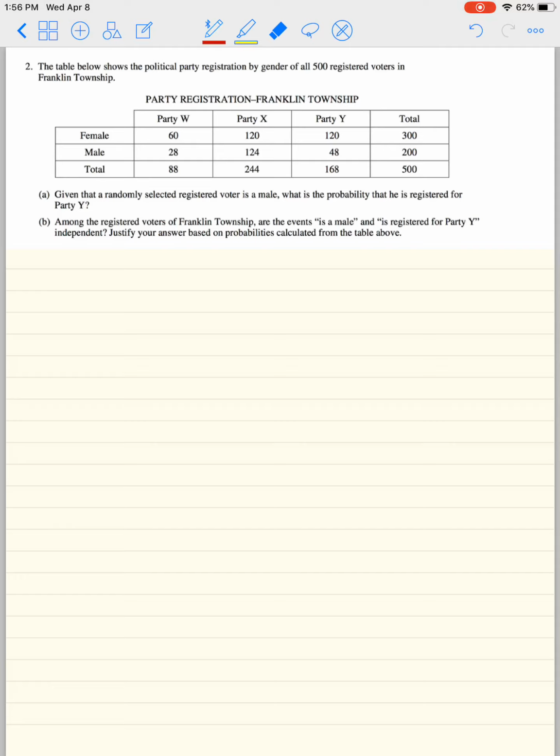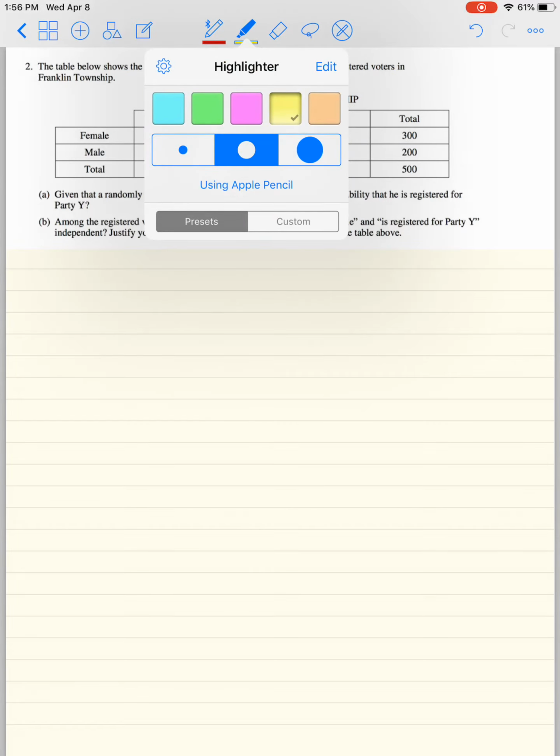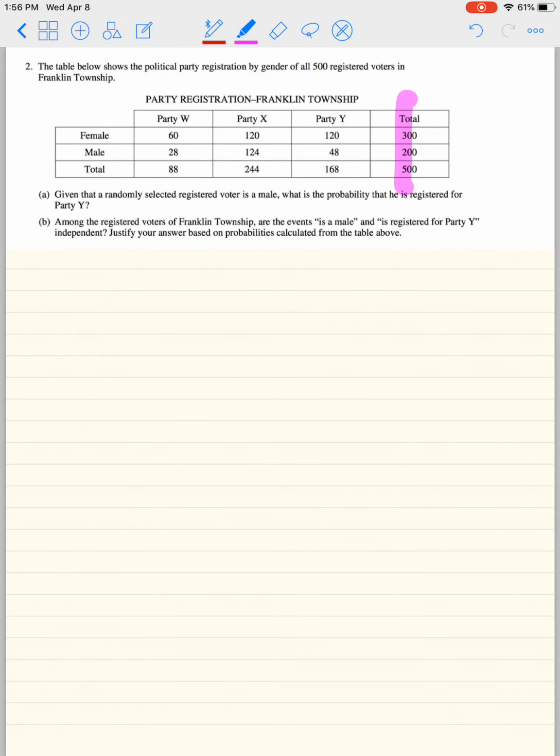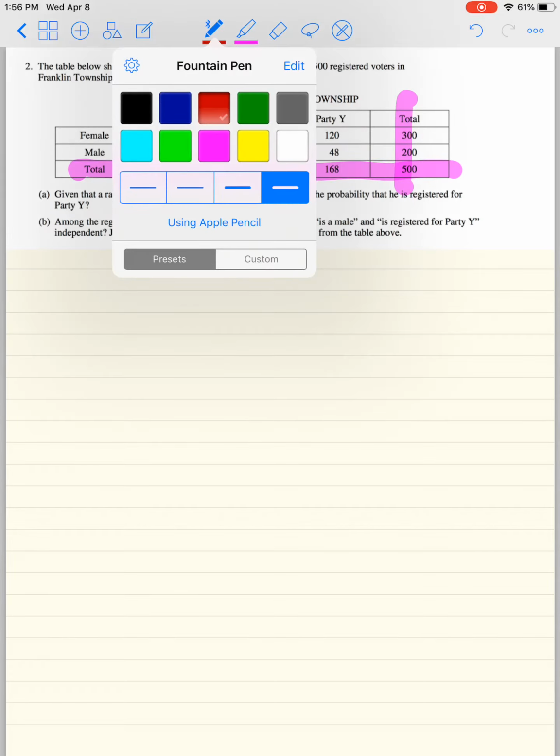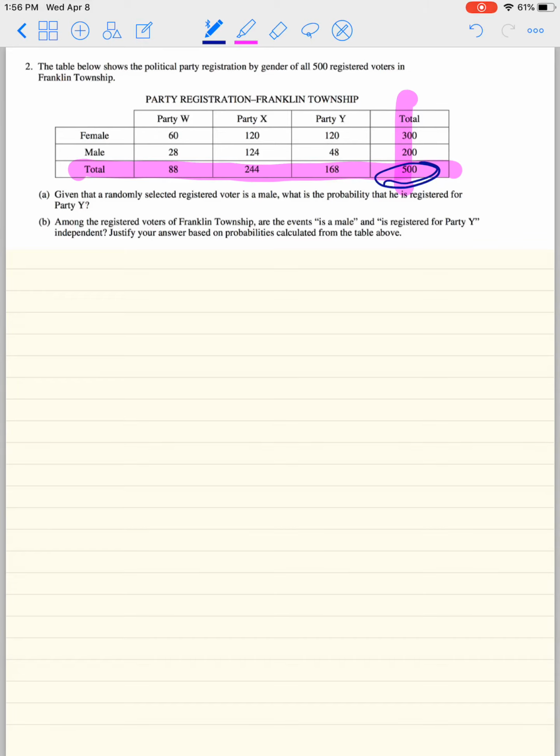It says, the table below shows the political party registration by gender of all 500 registered voters in Franklin Township. So we have this table, and you guys remember from the other videos, we have the total. So there's the 500 they were referring to. Letter A, given that a randomly selected registered voter is a male.